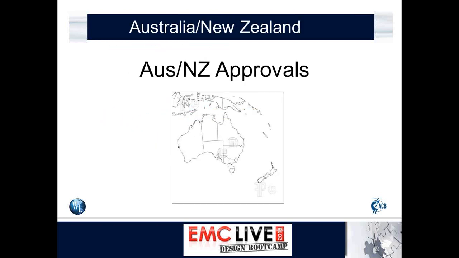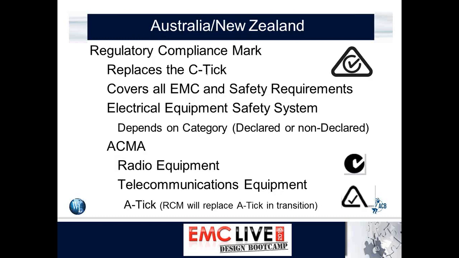In the Australia New Zealand area, they have pretty much had harmonized requirements between Australia and New Zealand for many years. What is recent is what's called the Regulatory Compliance Mark, which is replacing the old C-Tick mark. This RCM mark will cover all EMC and safety requirements. And as far as applicability for electrical safety, it depends on a category. So you need to, again, look at the list of regulated products to see if you're on the RCM list. ACMA covers the radio equipment, and ultimately the A-Tick will be replaced by the RCM mark. This is currently in transition, as I understand.